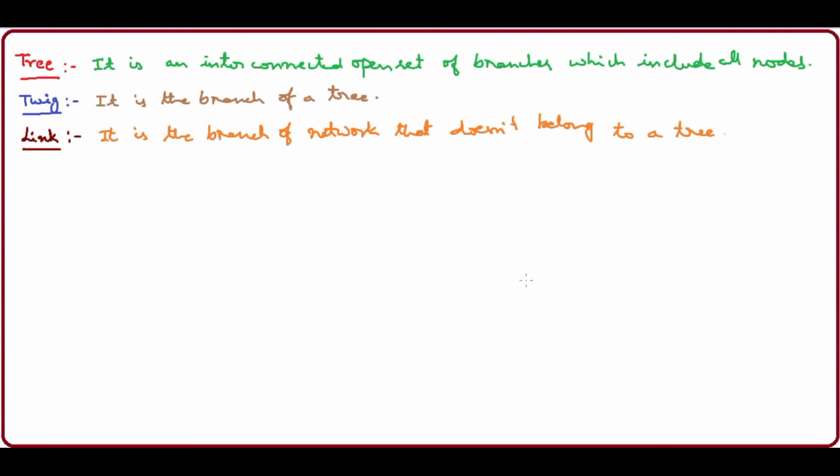Coming to twig, for example, a graph has been given to us. We have removed some of the branches and we made a tree. Obviously the tree contains some branches and we have removed some branches. The branches which the tree contains are called twigs. The branches which we have removed are called links. Simply, these are the definitions. So we can go ahead with the properties and the relationships.